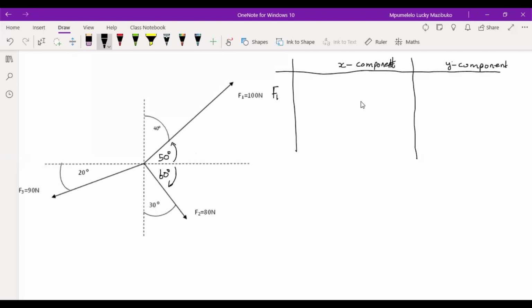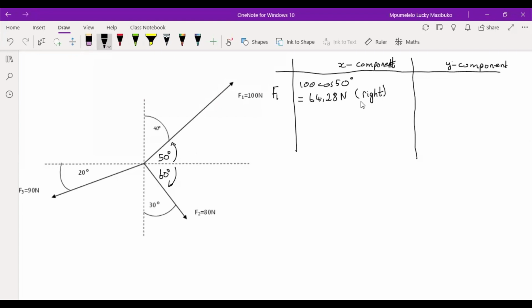So this side for F1, we have F cos of 50 degrees. That gives us 100 cos 50, and I'm getting 64.28 newtons to the right. And then this side, it is actually the force. Force is actually 100, so we're happy here.